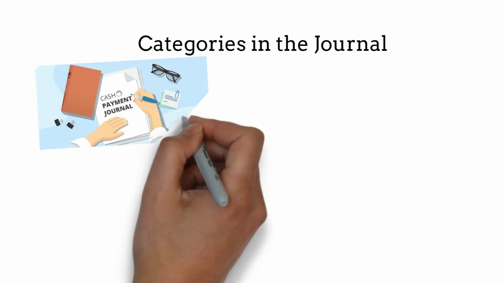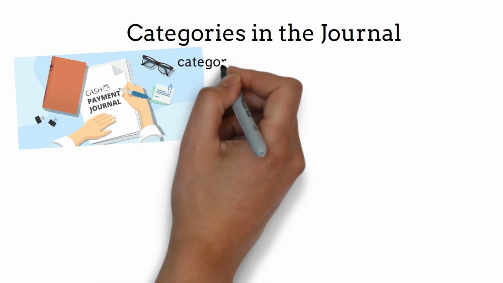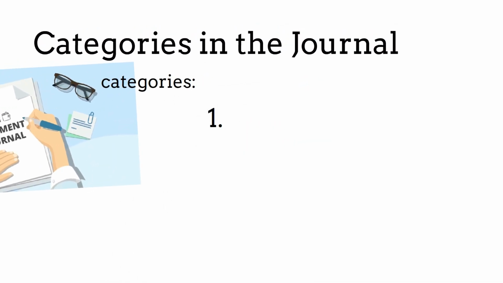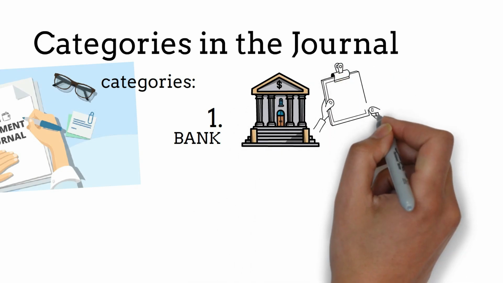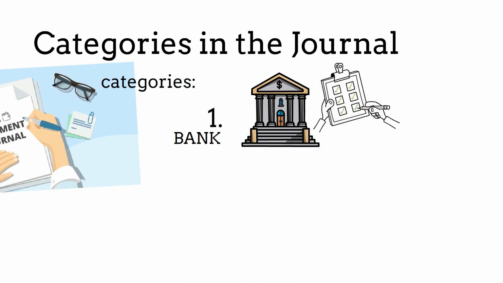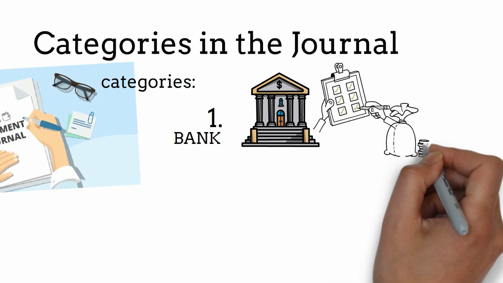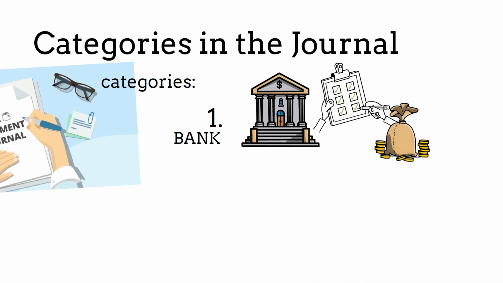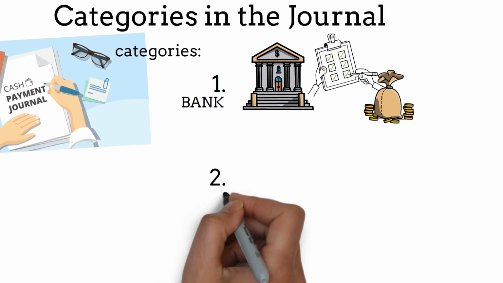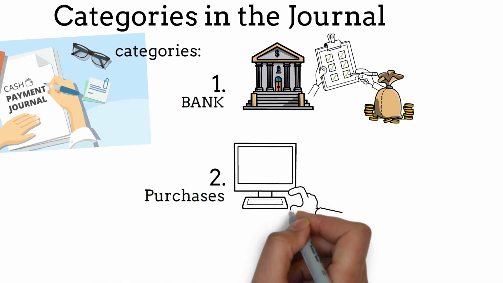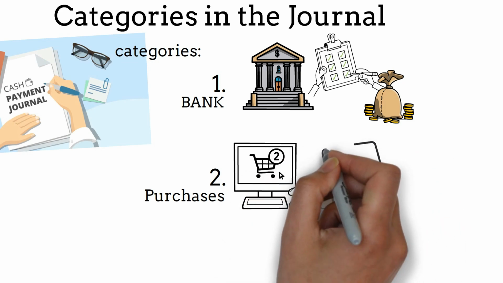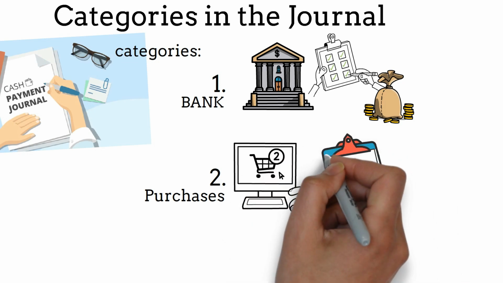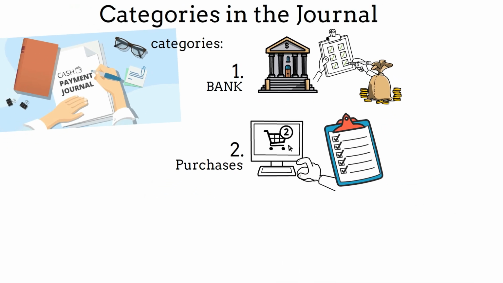Categories in the journal. Here's where it gets interesting. The Cash Payments Journal is like a ledger with specific categories. First, there's the bank. You record all the amounts you paid using actual cash here. So if you paid $10,000 on the 1st of December 2021, it goes in this column. Then there's purchases. If you buy inventory or merchandise, this is where you record those expenses. It might match the amount in the bank column if you paid in cash.